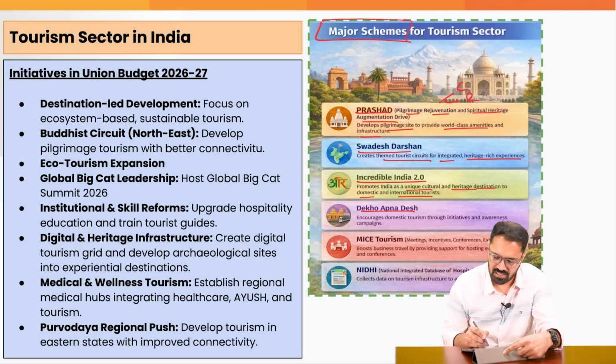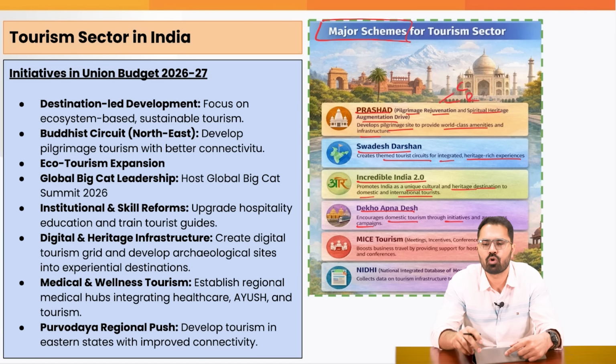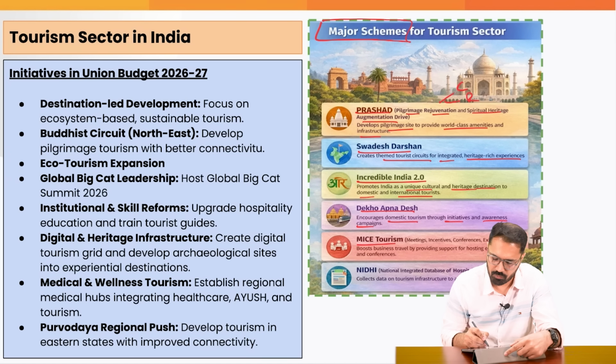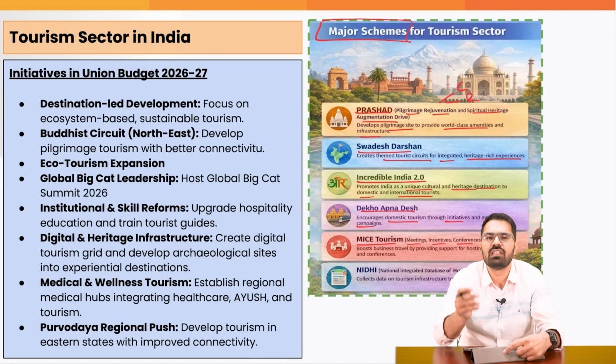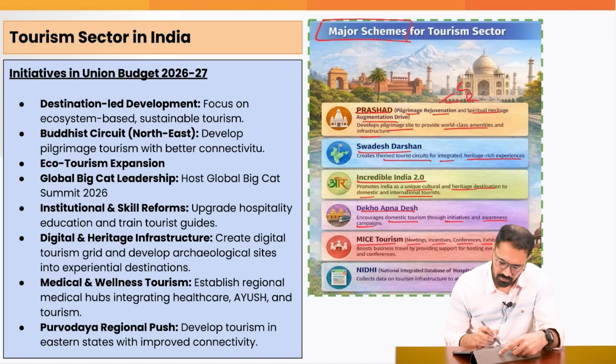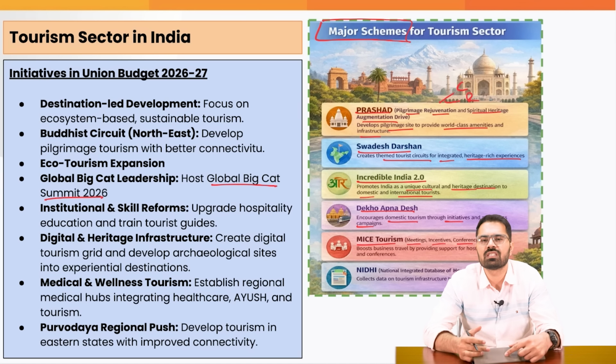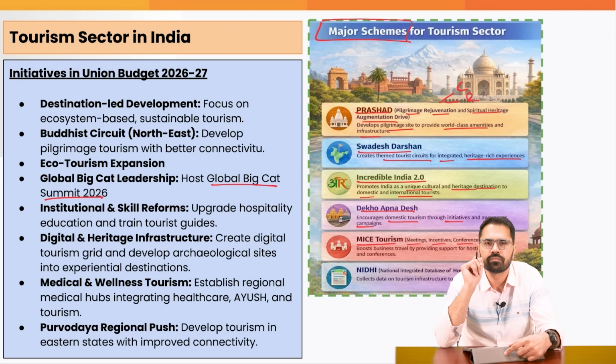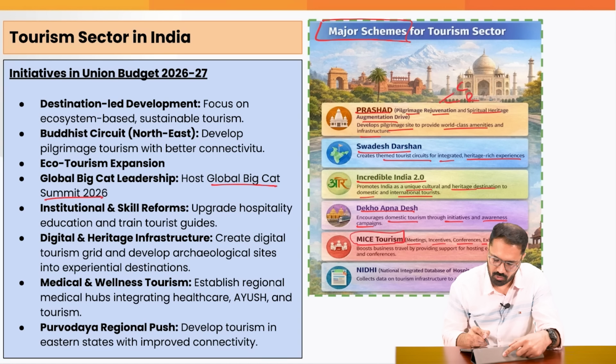Then Dekho Apna Desh, to encourage domestic tourism through initiatives and awareness campaigns among the local population of the country. Then you have MICE tourism in the form of meetings, incentives, conferences, and exhibitions. Yashobhumi and Bharat Mandapam have been created as large conference halls within India. With this, India can bring in a lot of global events to our country. For example, the Global Big Cat Summit 2026 will be happening in India for the first time. Clear? So it is a part of MICE tourism.